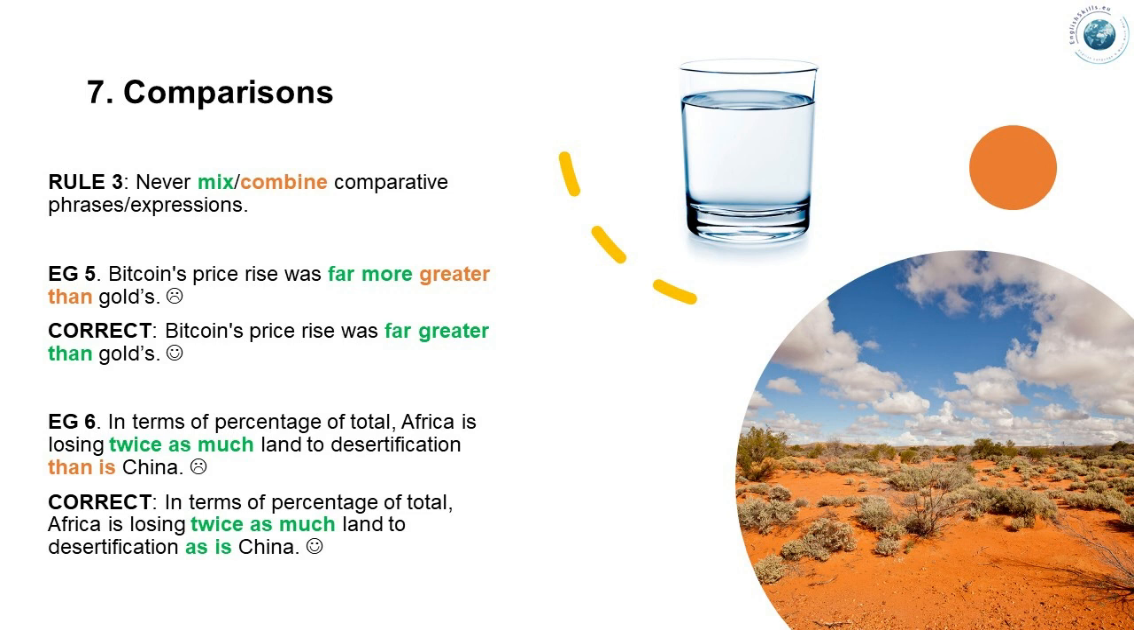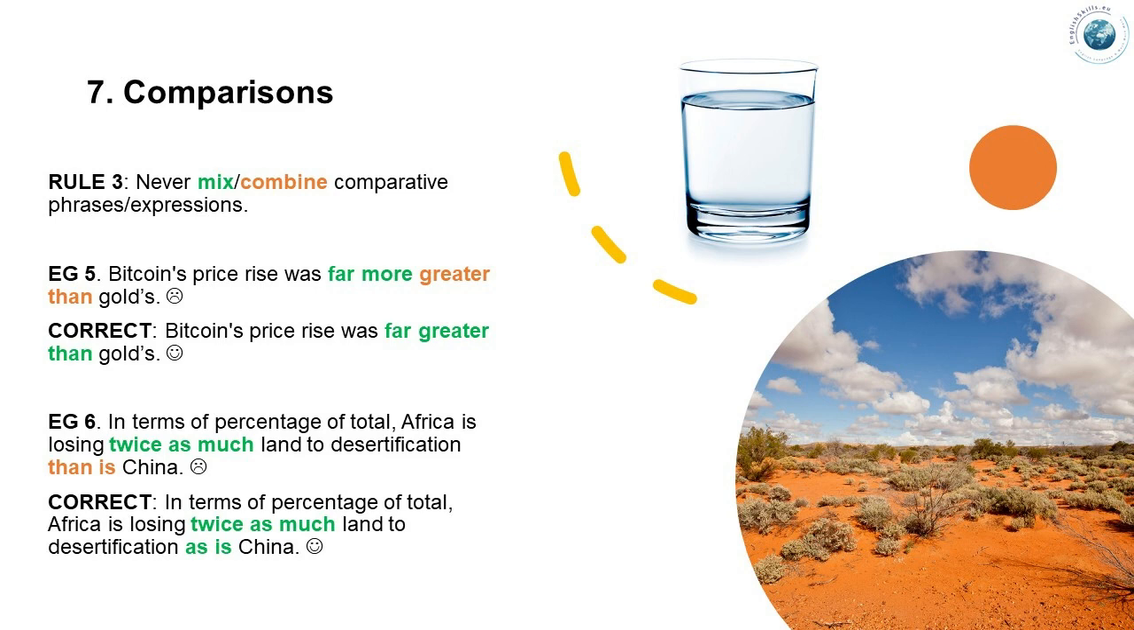Rule 3. Never mix or combine comparative phrases and expressions. Example 5. Bitcoin's price rise was far more greater than gold's. This example combines two comparatives. The first is far greater and the second is more than. This type of mistake is usually one that native English speakers immediately notice. However, for foreign students of English as a second language, this mistake is very easy to make. Fortunately, we understand what you want to say, so usually this error does not create confusion. The correct version, Bitcoin's price rise was far greater than gold's.